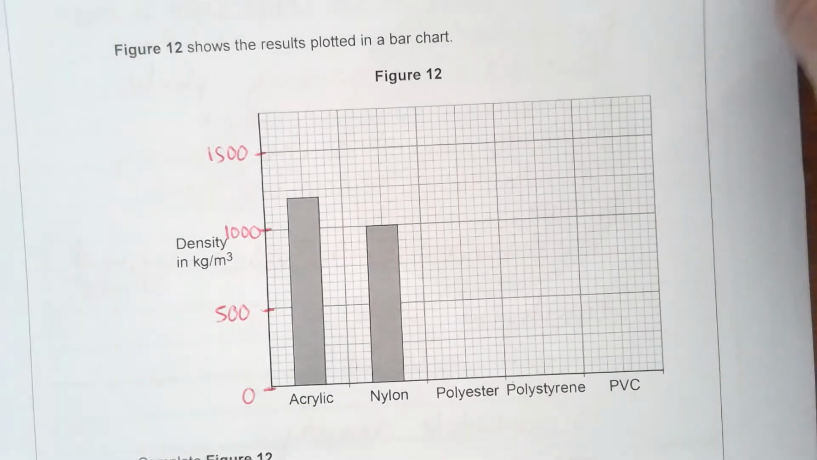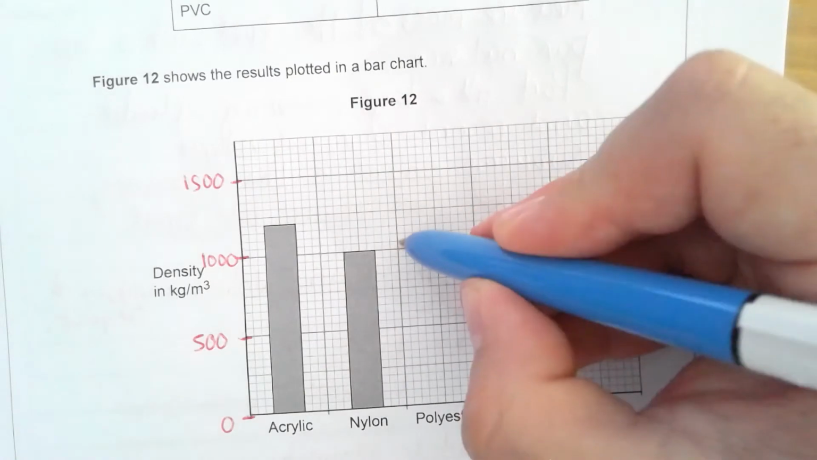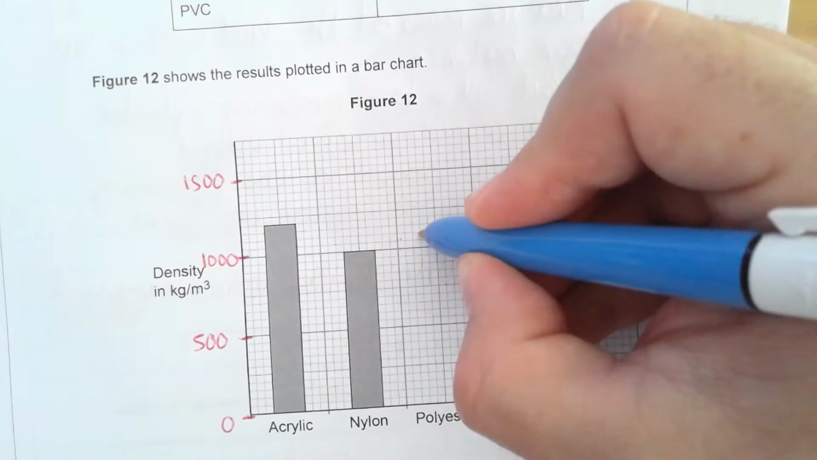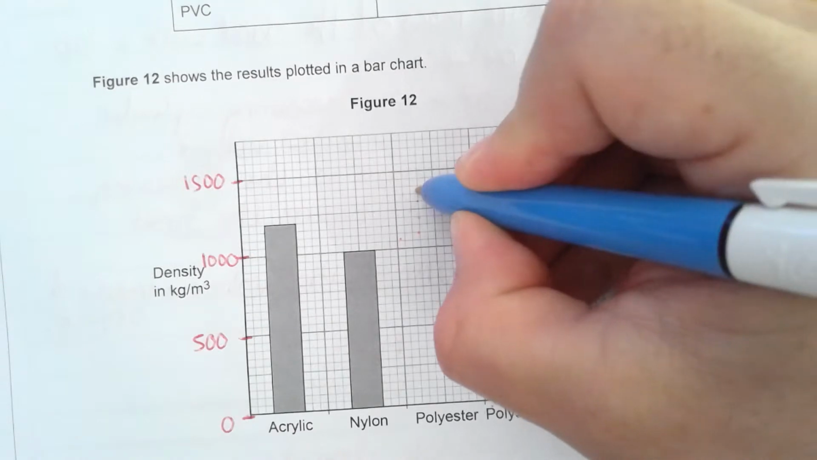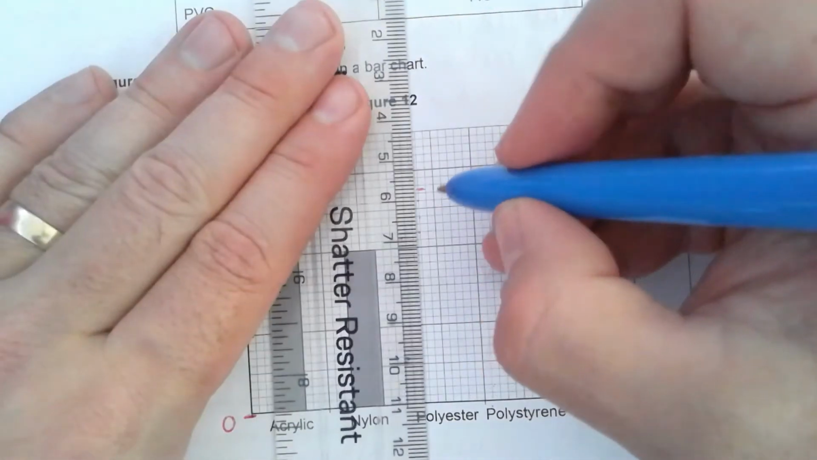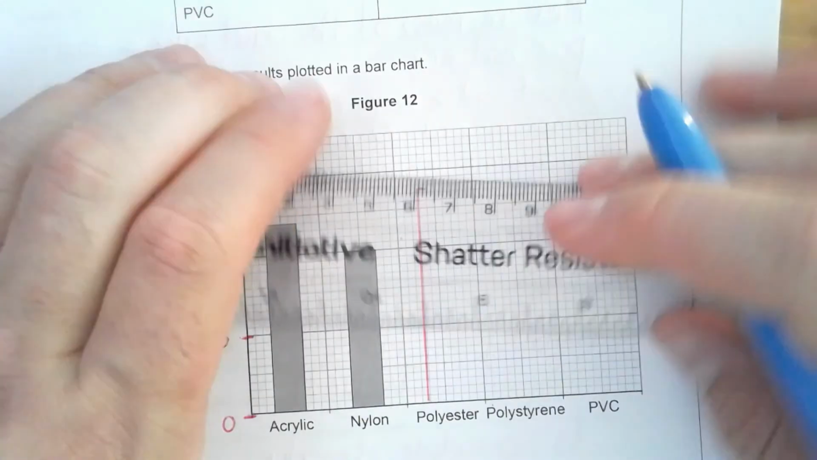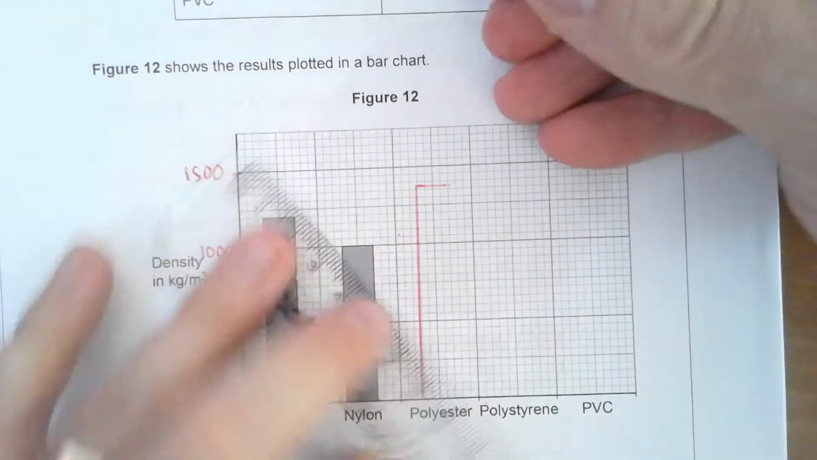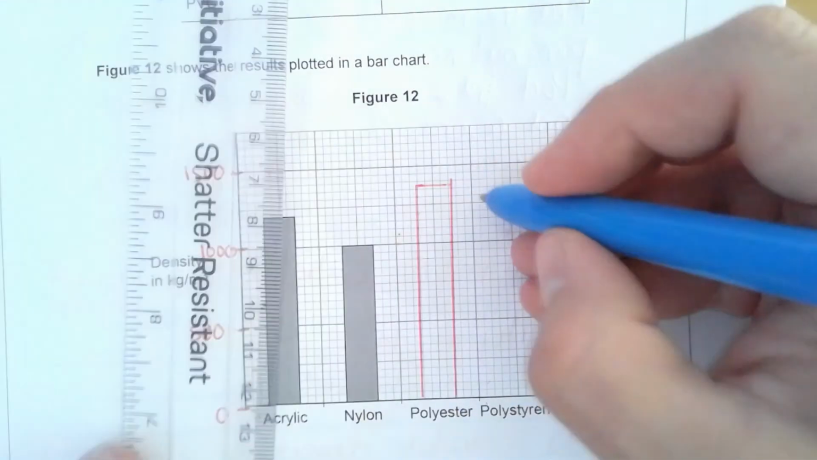It's asking us to do polyester, so 1380. So each of 2 squares represents 100, so that will be 1100, 1200, 1300, and 80 should be about here. And I'll use my ruler. That down.